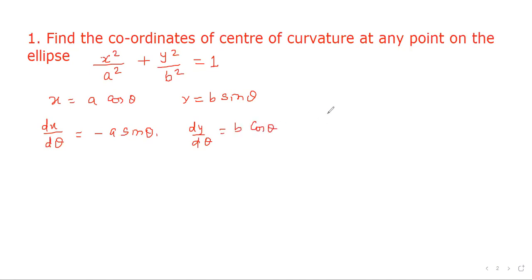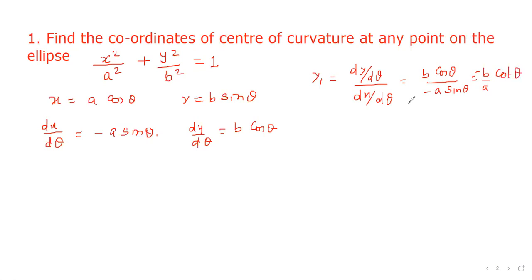Now we find y1. So y1 equals dy upon d theta whole divided by dx upon d theta. We put these values. So b cos theta divided by minus a sin theta. That will be minus b upon a cot theta.